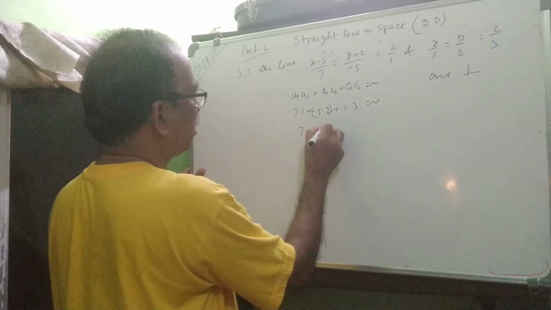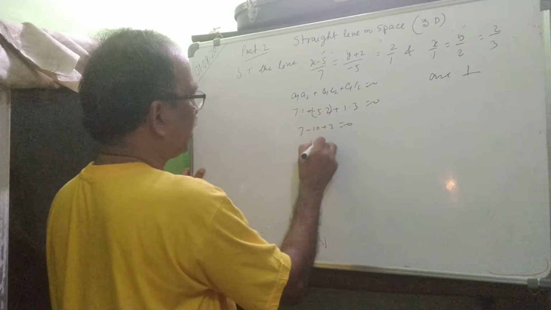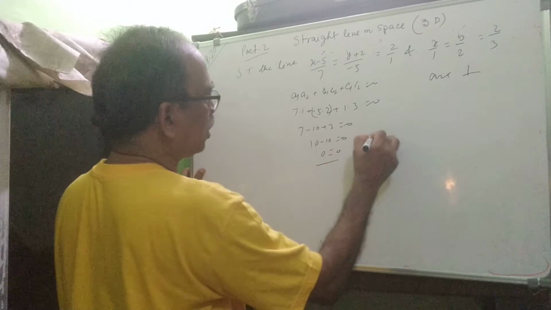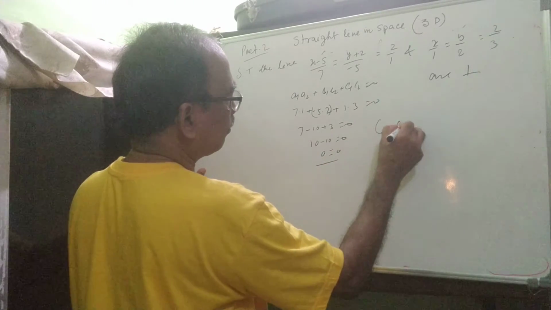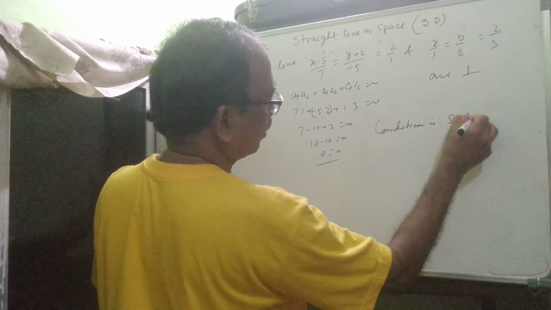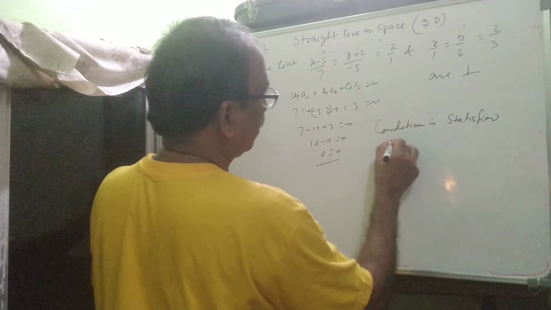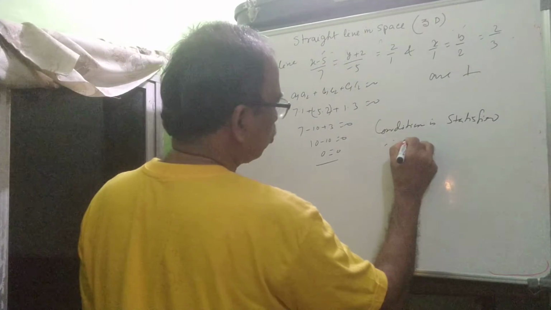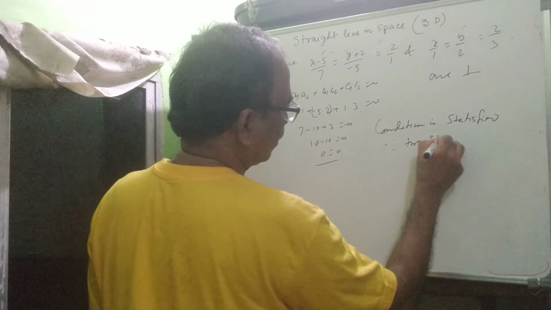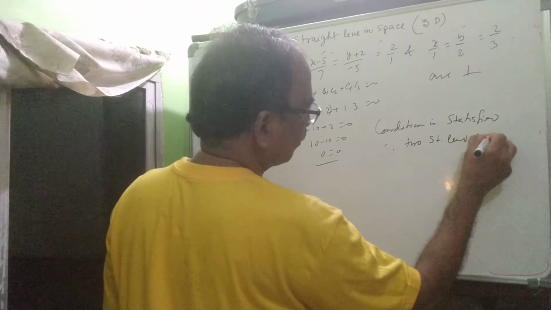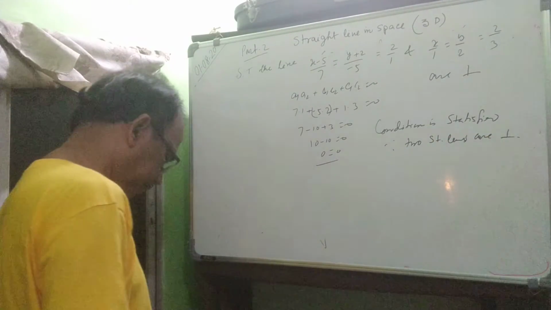7 minus 10 plus 3 equals 0. That is 10 minus 10 equals 0. That is 0 equals 0. Therefore, the condition is satisfied. Therefore, these two straight lines are perpendicular. That's all.